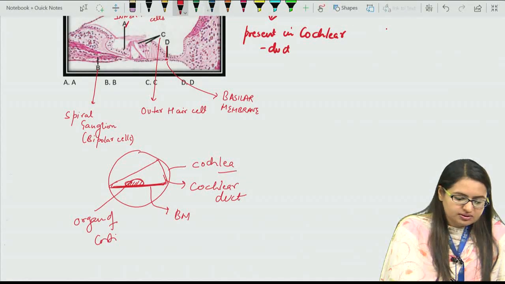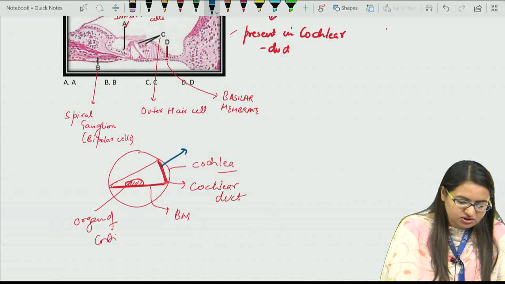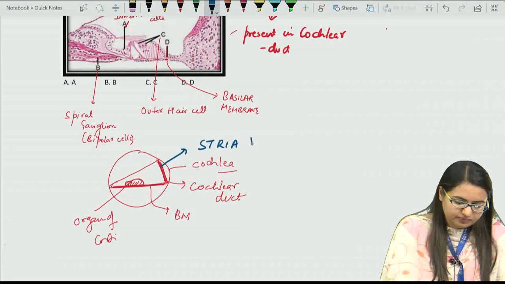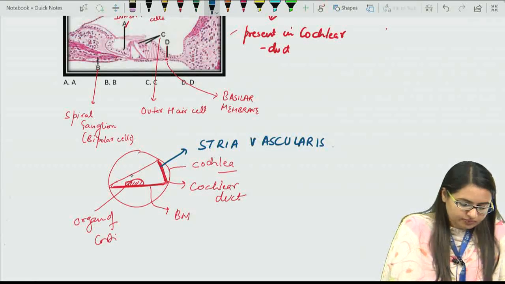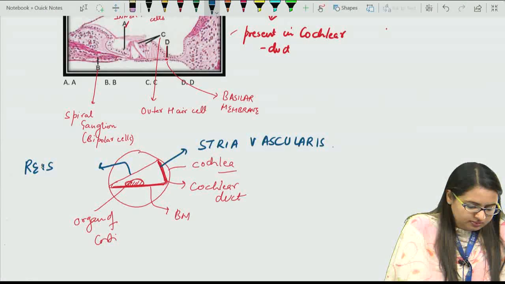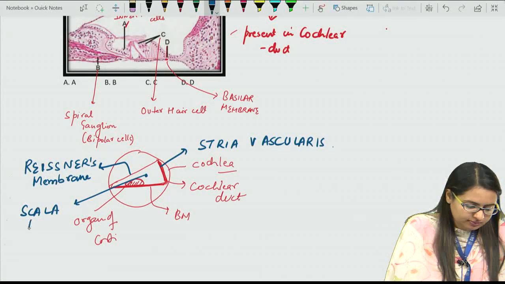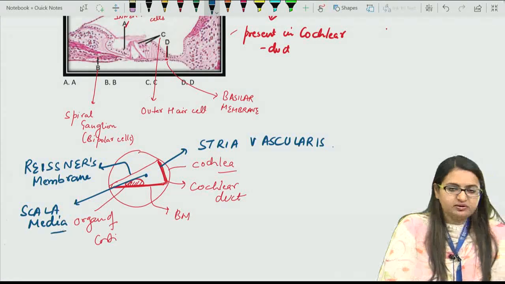And the rest of the sides, towards this side, this portion is termed the stria vascularis. The membrane opposite the basilar membrane is termed Reisner's membrane. And within this portion we have the scala media, which is filled with endolymph.